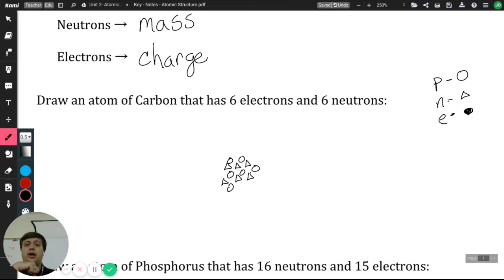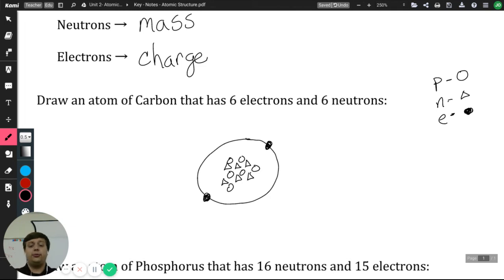Now I need to draw my electrons. Well, electrons we know are not found in the nucleus. Instead, they're found in the electron cloud, and that electron cloud kind of orbits around our nucleus. Okay, now some things to know. For your energy levels, the first energy level can only hold 2 electrons. Well, I need to draw 6, right? So the first energy level, I'm only going to draw 2 on it. 1, 2, done. All right, but I still need to draw 4 more.